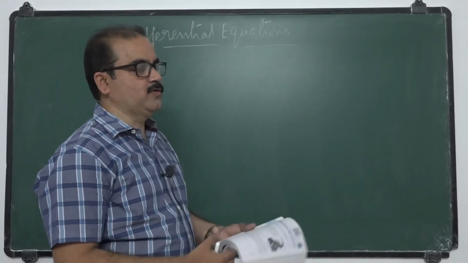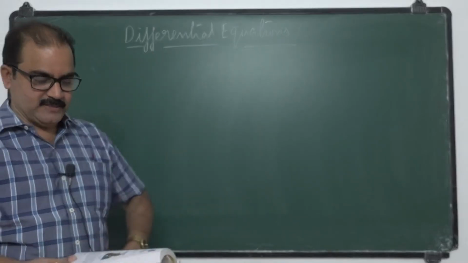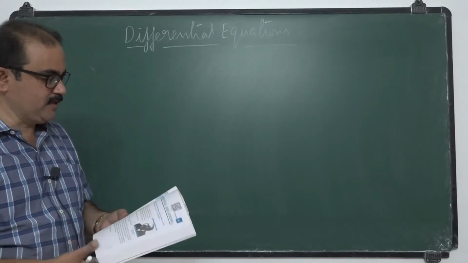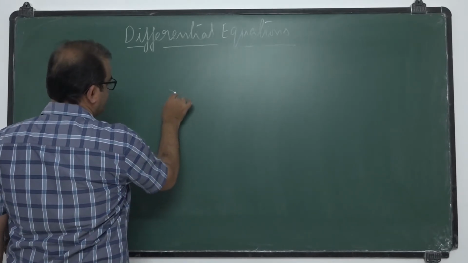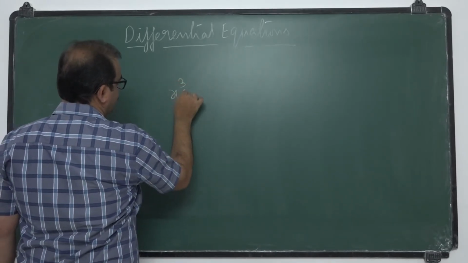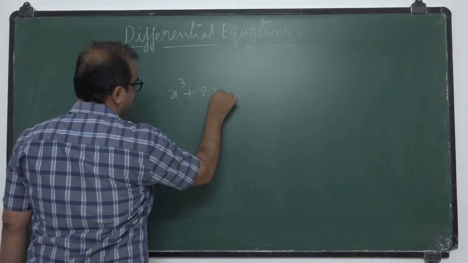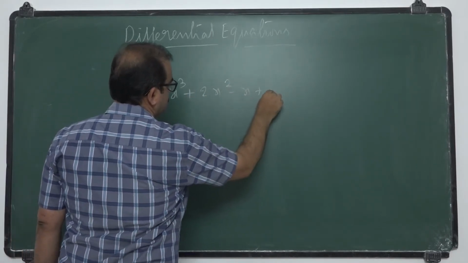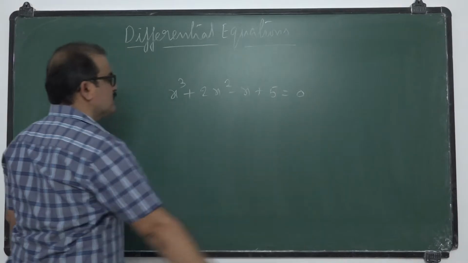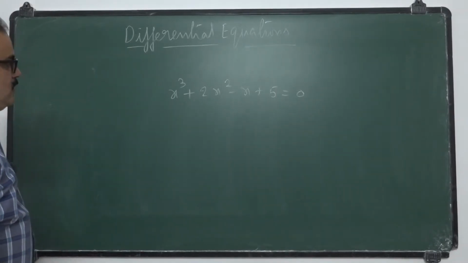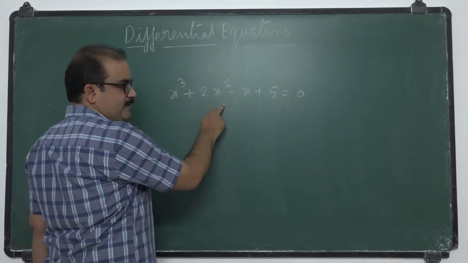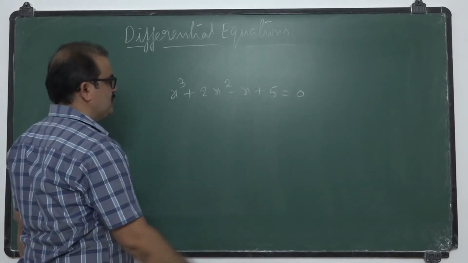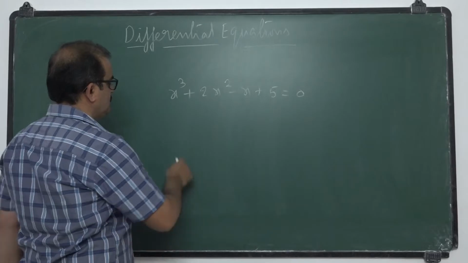Already we know polynomial equations and trigonometric equations. For example, an equation in the form of this is called a polynomial equation. It is an equation in terms of x. Here the variable is x.